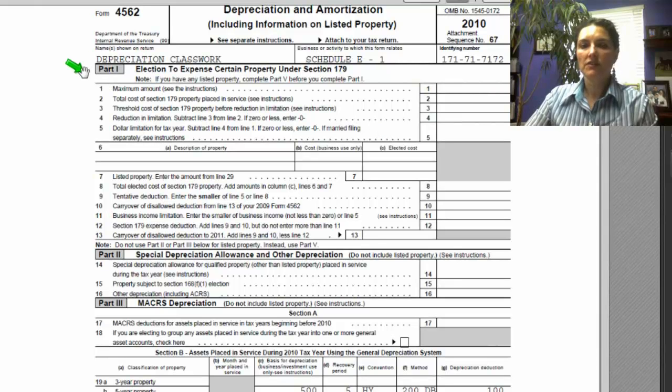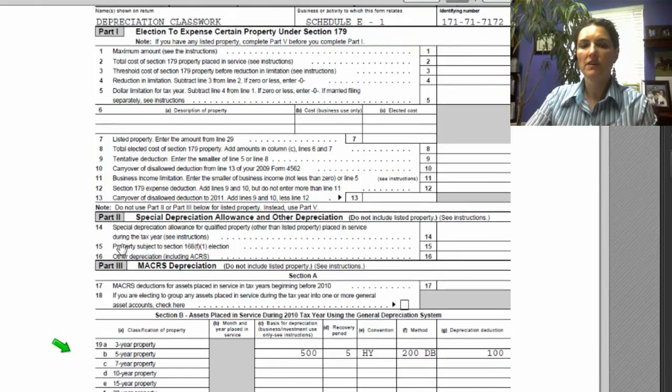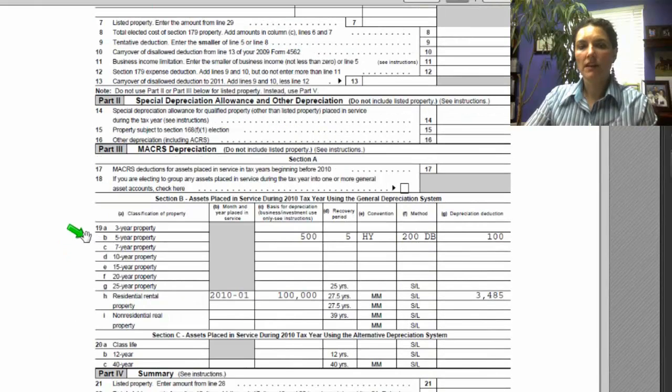Here is the 4562 for the Schedule E, and we'll see we have 2 line entries, both in Part 3. On line 19B, we enter the refrigerator as $500 cost basis with a recovery period of 5 years, half-year convention, 200% declining balance, and a depreciation deduction of $100.